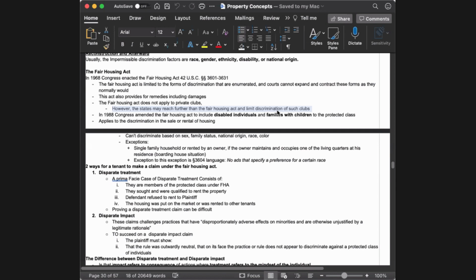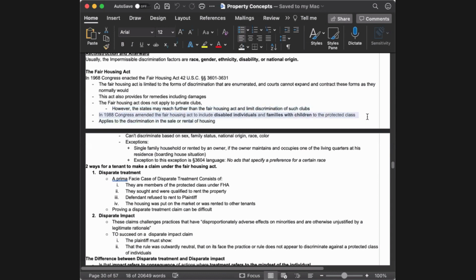But in California, there are much more expansive housing laws. I was going to say in most states that's also the case, but I'm actually not sure. States have often taken the Fair Housing Act and expanded it with their own state laws, so that even these private clubs can't discriminate on the basis of anything laid out above.